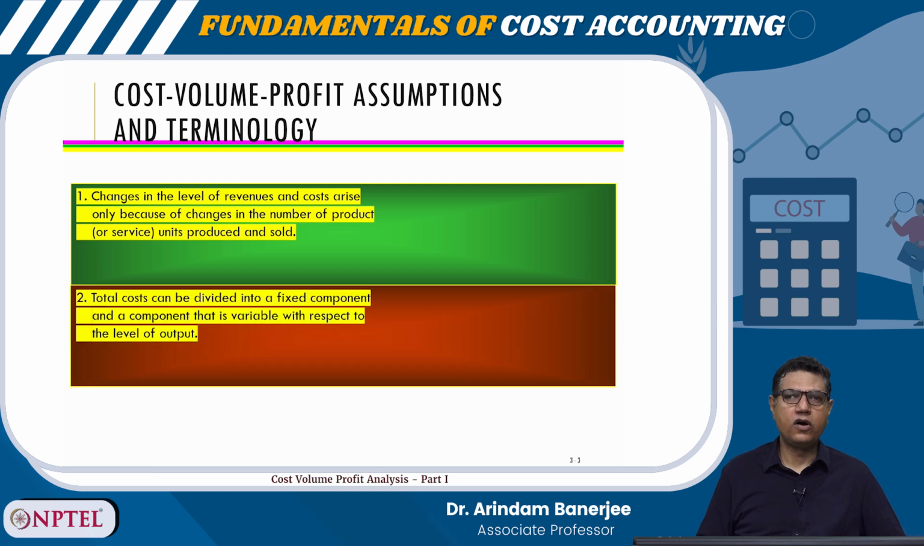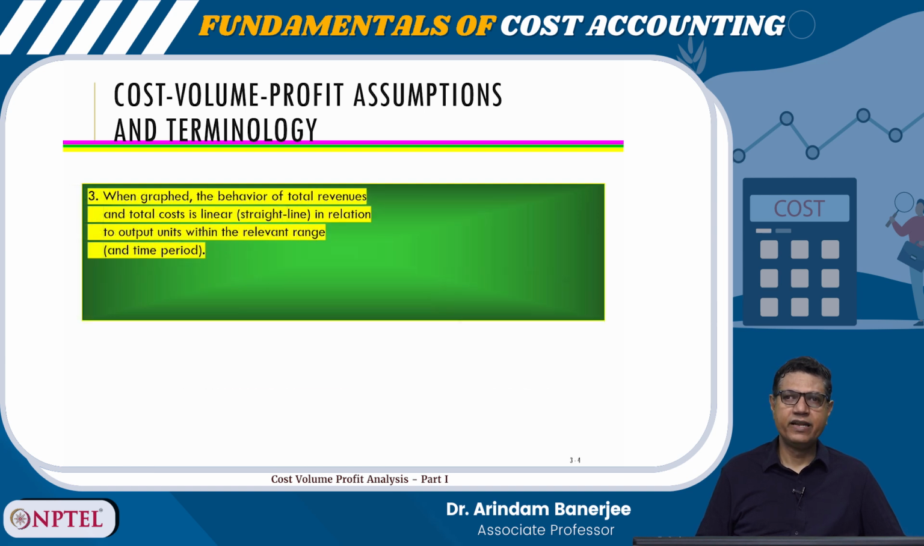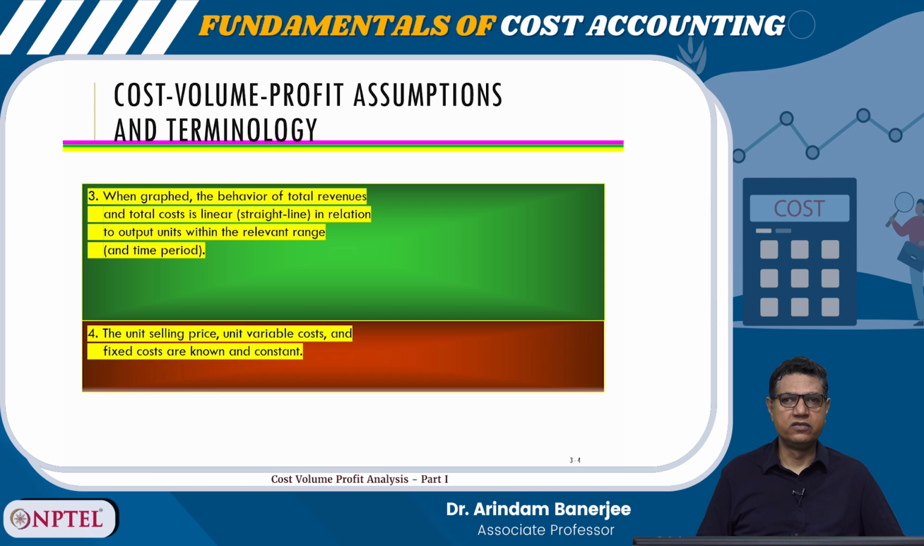Number 2, total cost can be divided into a fixed component and a component that is variable with respect to the level of output. Number 3, when graphed, the behavior of total revenues and total costs is linear, that is a straight line, in relation to the output units within the relevant range, that is the level of production and the time period also.